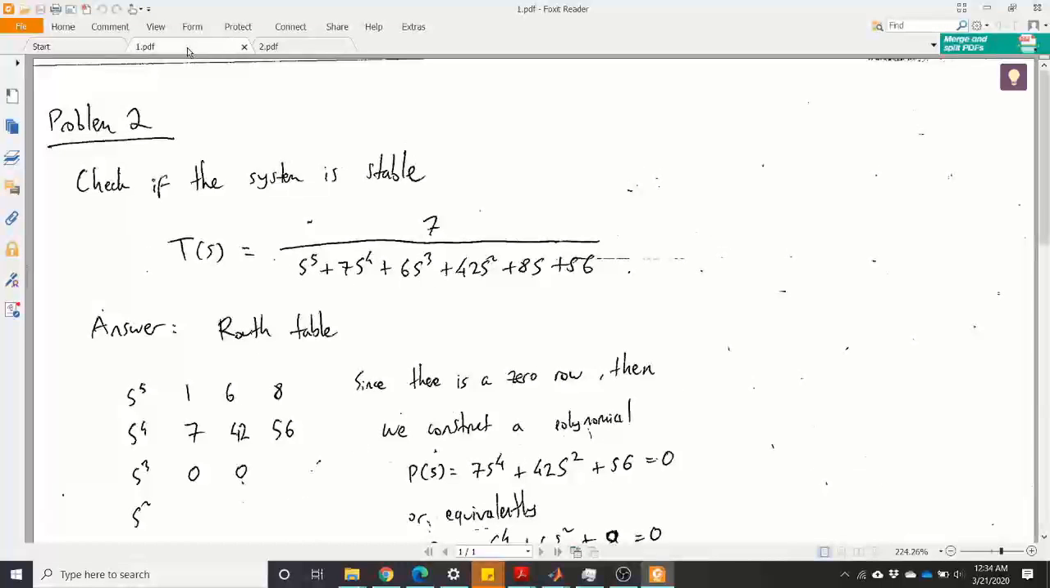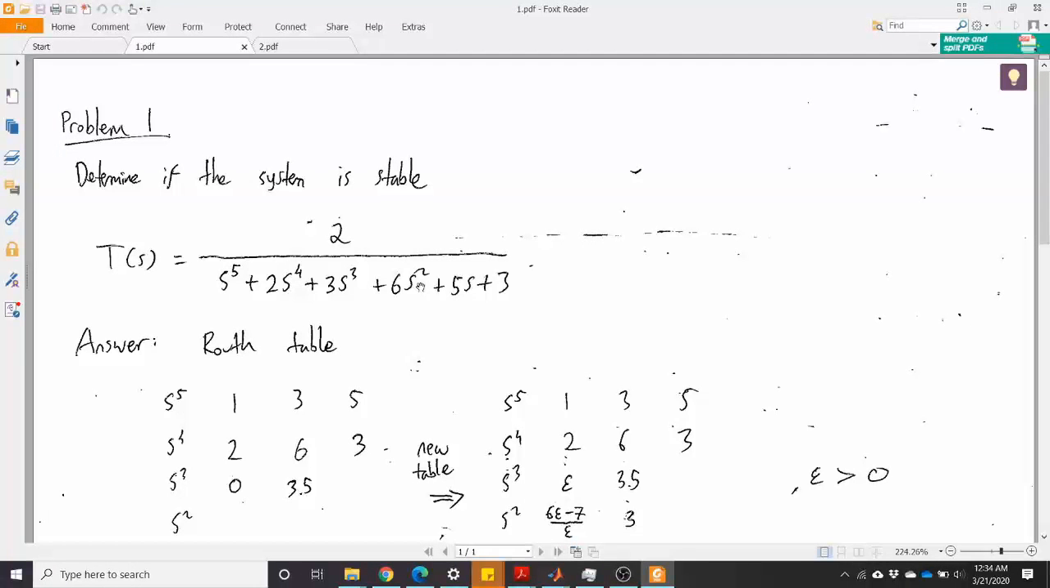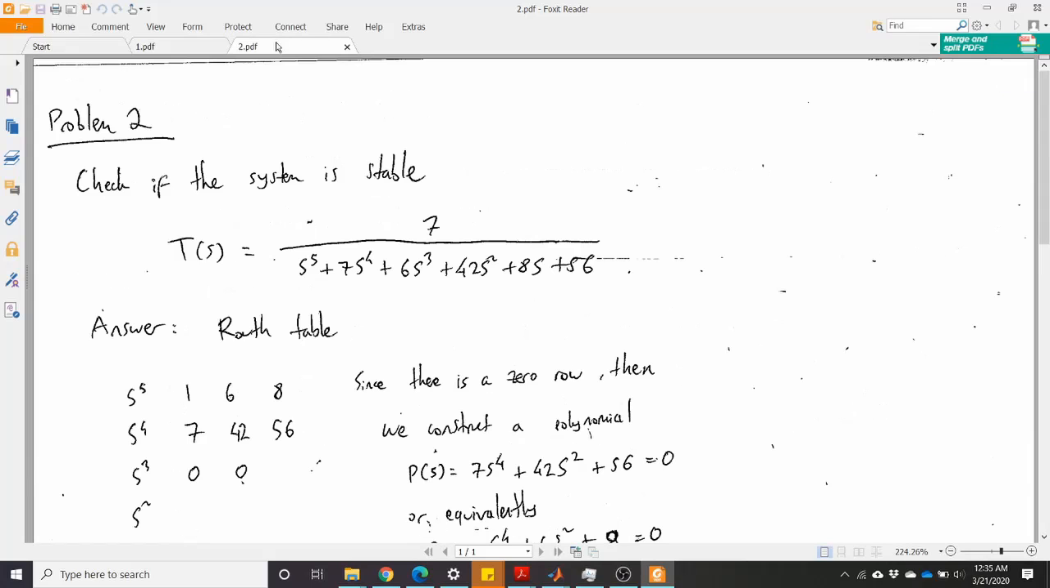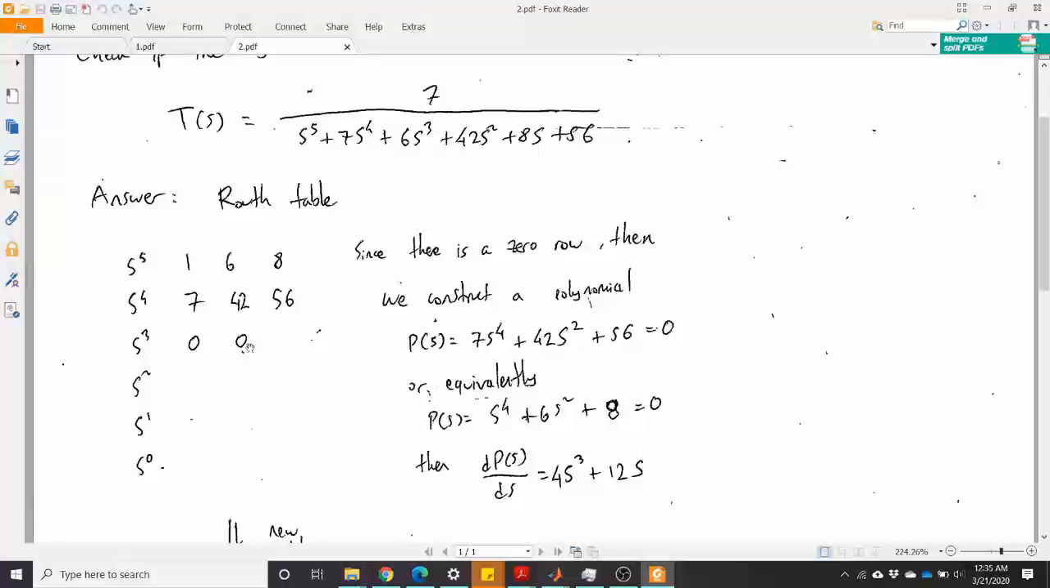On the first problem, we did an example where there is a 0 in the first column, and on the second problem we did a problem where there is a 0 row, so 0 in the first and second column in this case.